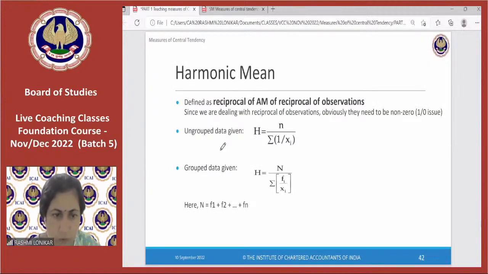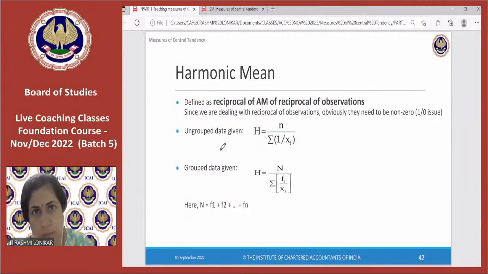The last topic for today is harmonic mean. So we have talked about arithmetic mean, median, mode. Then we have talked about geometric mean, its properties, arithmetic mean, its properties. Now we are talking about harmonic mean.